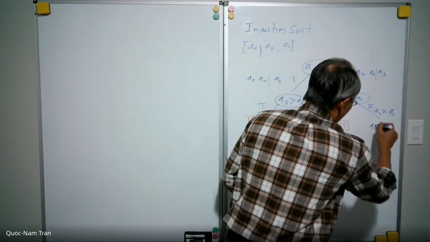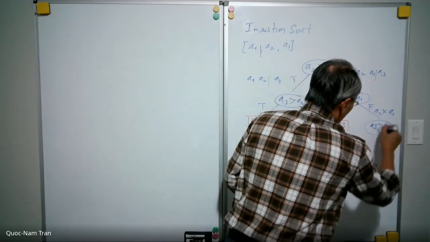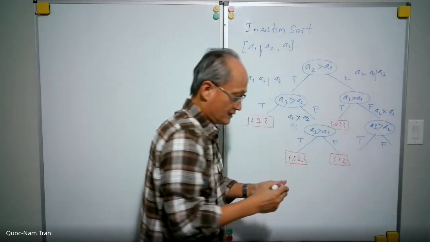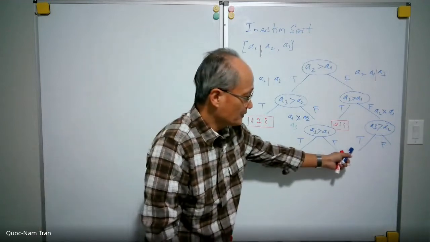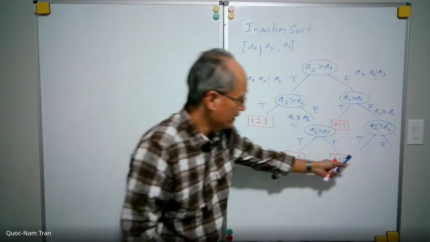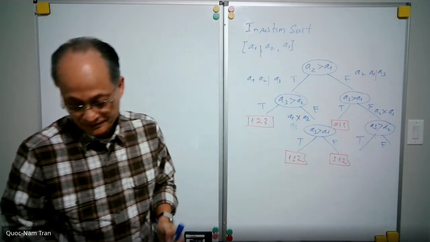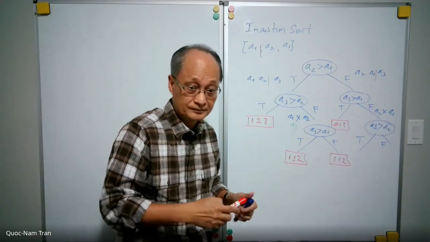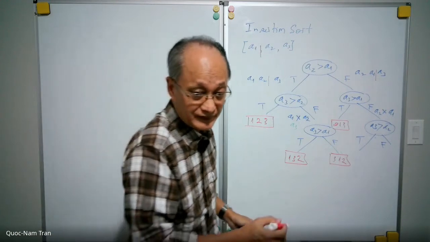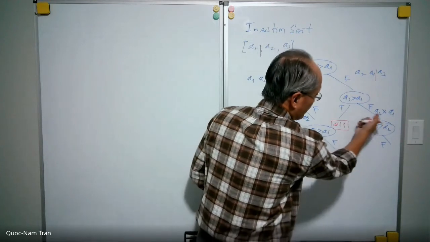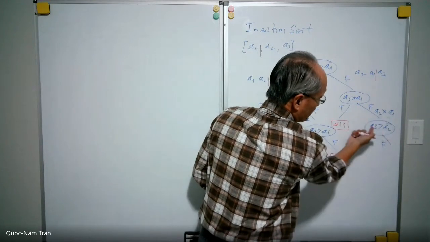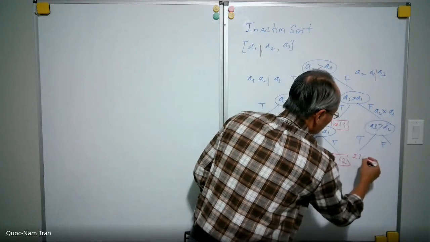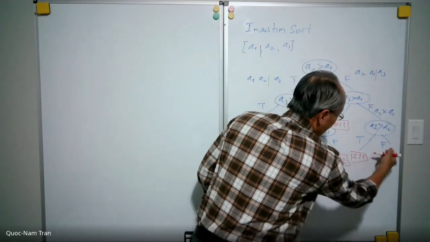If A3 is greater than A2, true and false. What do I have for true? What do I have here? 2, 3, 1. Very good. Okay. Because A3 is greater than A2, so A3 will be written here, right? So we have 2, 3, 1. And the false.